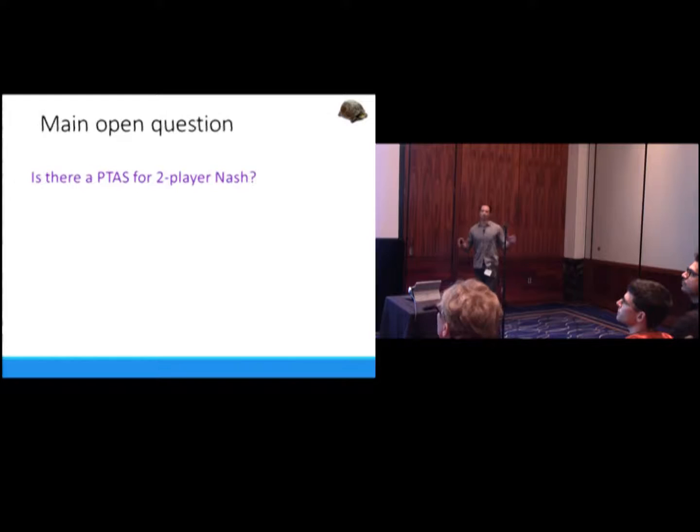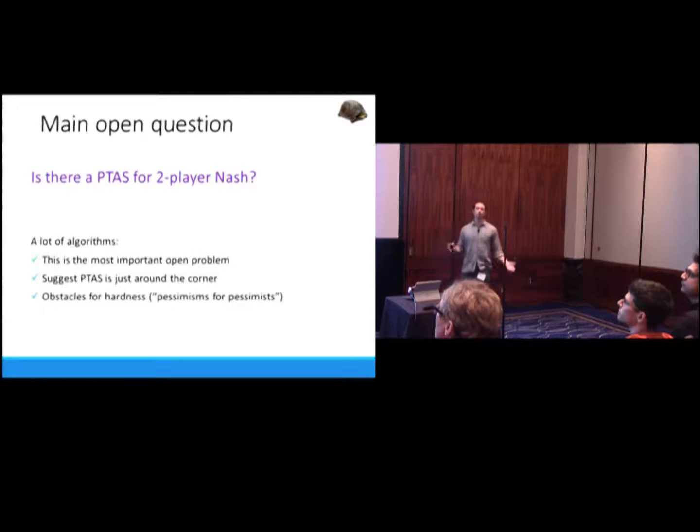And the remaining open technical question in this line of work is, is there a PTAS for two-player Nash equilibrium? So I'll spend the first half of the talk telling you about some algorithms that get close to a PTAS. First of all, you'll see there's so much work that it will convince you this is the most important problem. Second, they suggested the PTAS was just around the corner, and I did hear from people in the community they're sure we're getting there. And for people like me who do hardness, algorithms are just obstacles for hardness, or pessimism for the pessimists.